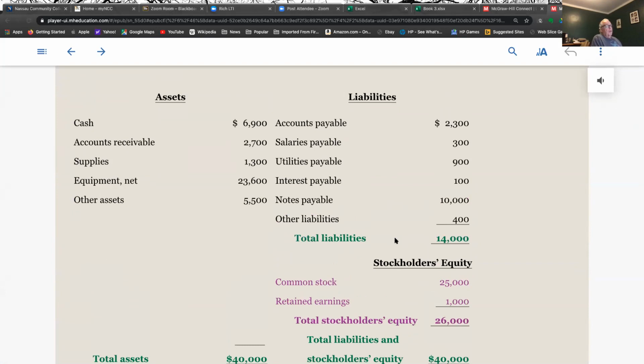Now you may want to do the liabilities next because there's a word that we can use to identify liabilities. Payable. Anytime you see that word payable, it's telling you you have a liability. So you've got accounts payable, salaries payable, utilities payable, etc. All those amounts added up to $14,000, all those liabilities.